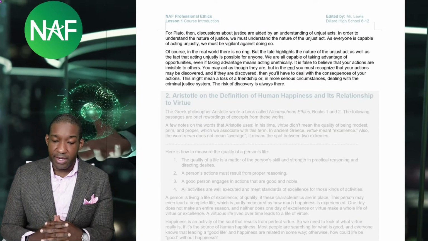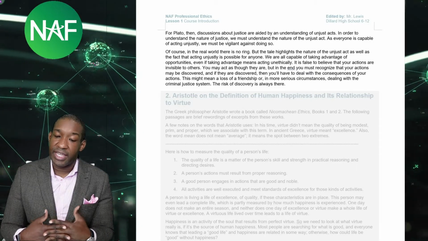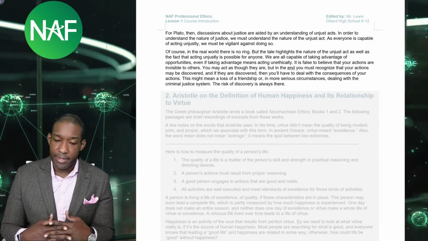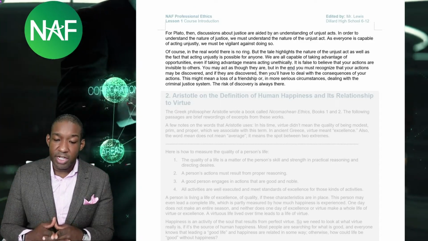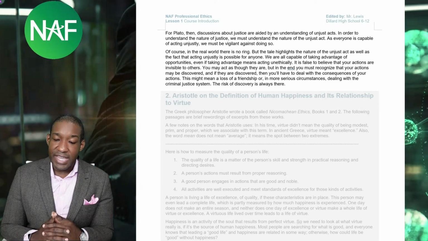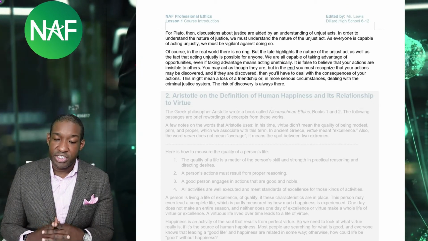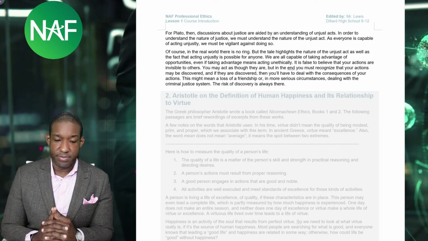For Plato, then, discussions about justice are aided by an understanding of unjust acts. In order to understand the nature of justice, we must understand the nature of the unjust act. As everyone is capable of acting unjustly, we must be vigilant against doing so.